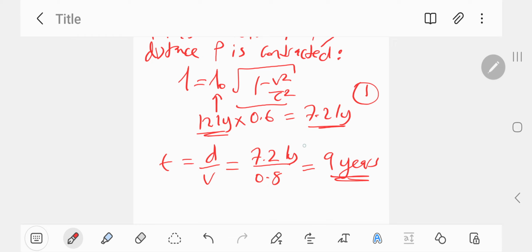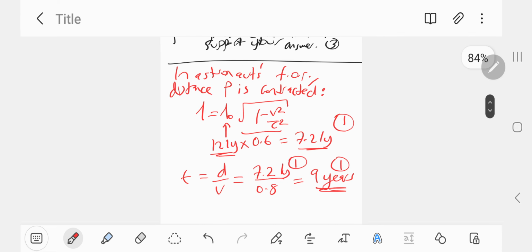One mark for the correct working out here, one mark for the correct working out here, one mark for the correct answer. And that's how you do this question.